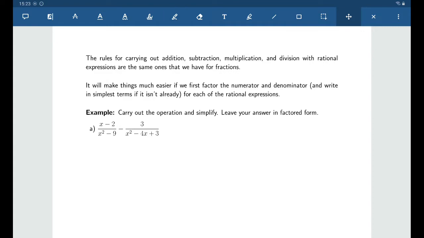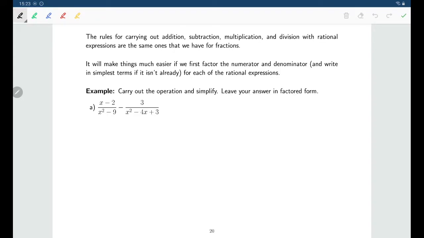Of course, for things like making common denominators, it's going to be a lot easier to do if you've already factored things. So that's always my first step here. Before I do my operations, I'm going to first factor. First one, the denominator is a nice little difference of squares, so that factors as x minus 3, x plus 3.